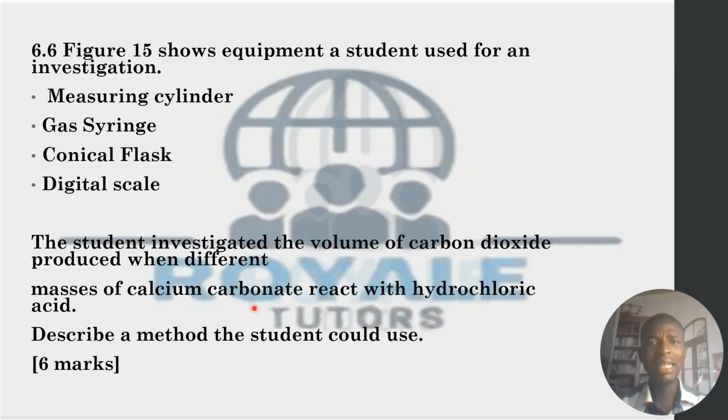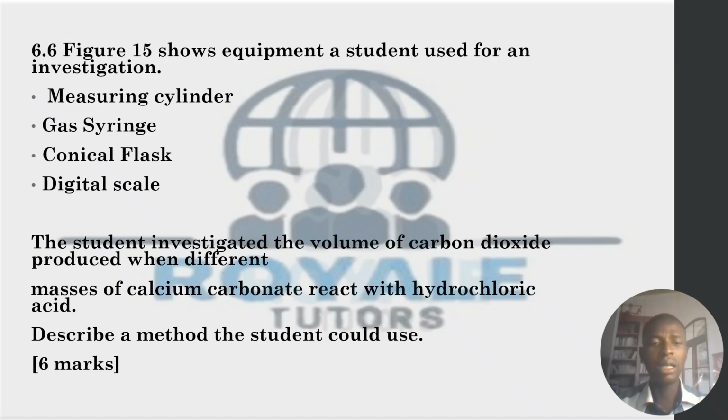Now, what exactly is the question and what exactly are you expected to do here? The question is, describe a method the student could use. Okay, you're to describe a method the student could use. In describing the method, also bear in mind these four apparatus: the measuring cylinder, the gas syringe, the conical flask, and the digital scale, that have been drawn and given in that particular question.